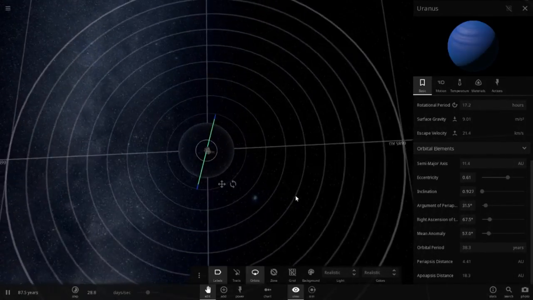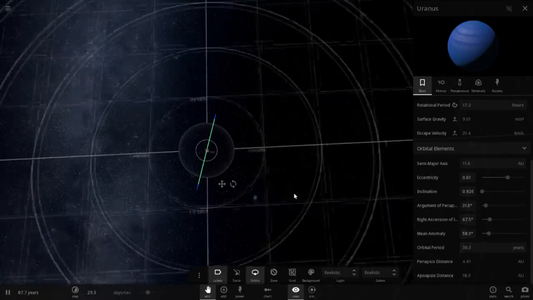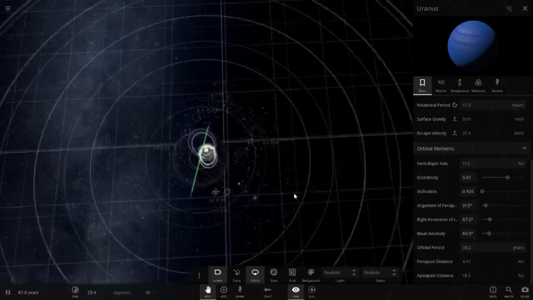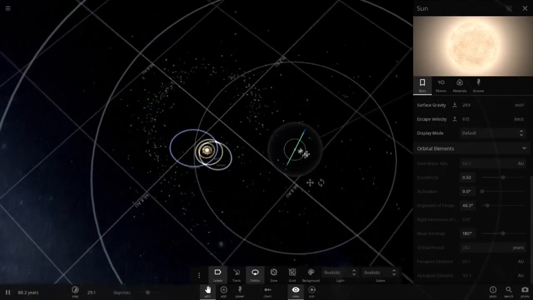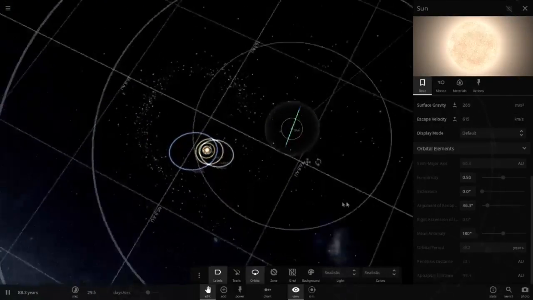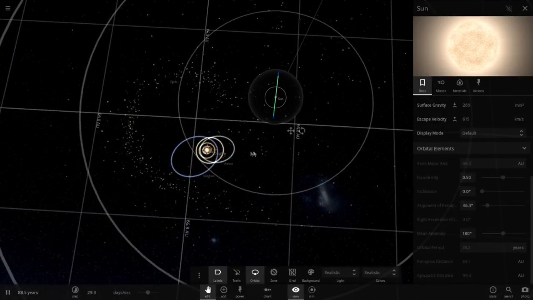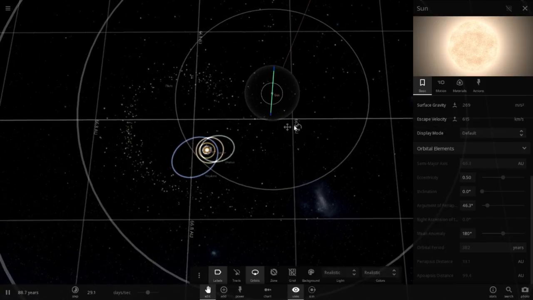Where is that sun now? Where'd it go? Oh, there it is. It was just on a pass like this. Our sun decided to come closer to it.